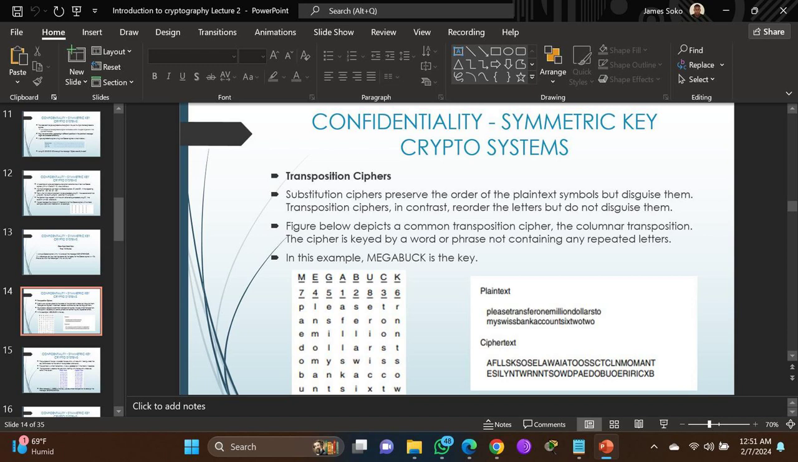You have that marker? You have it? No, it's fine. So let's say if you can just try to explain. Okay, transposition.